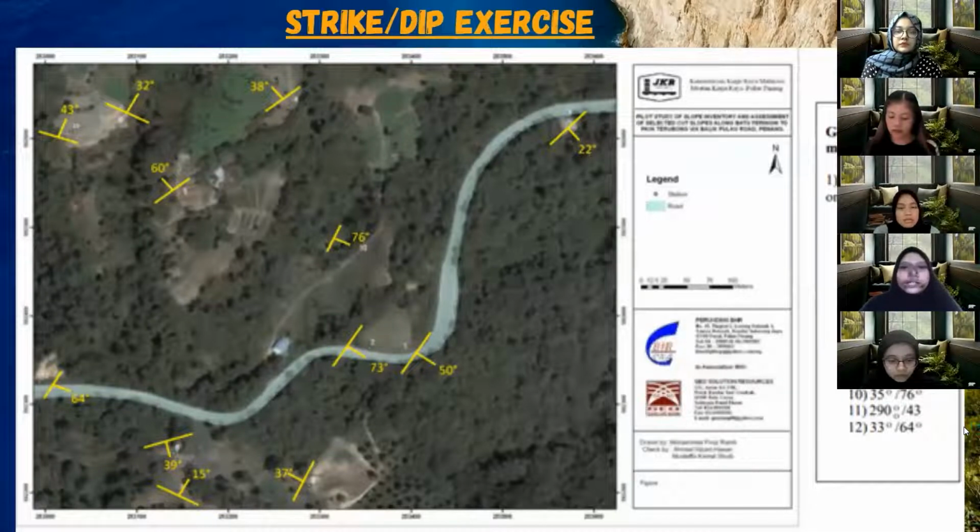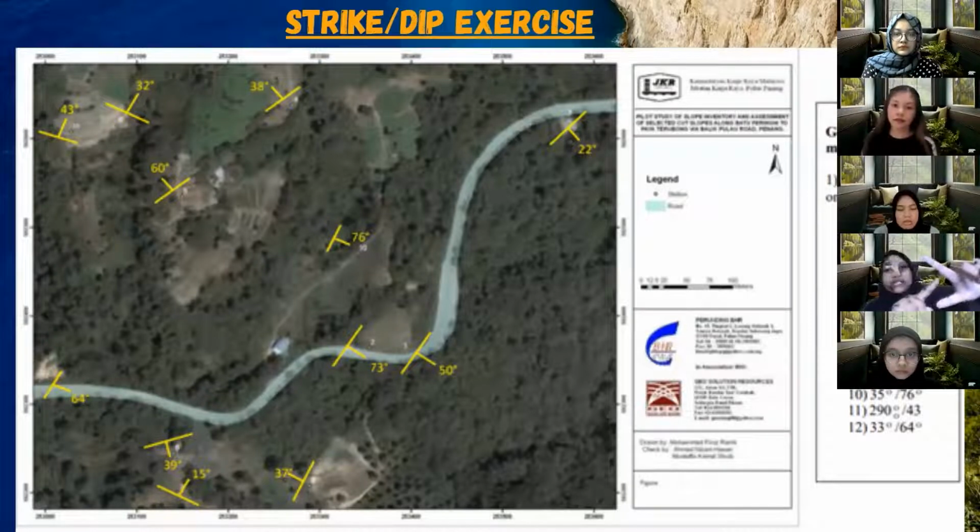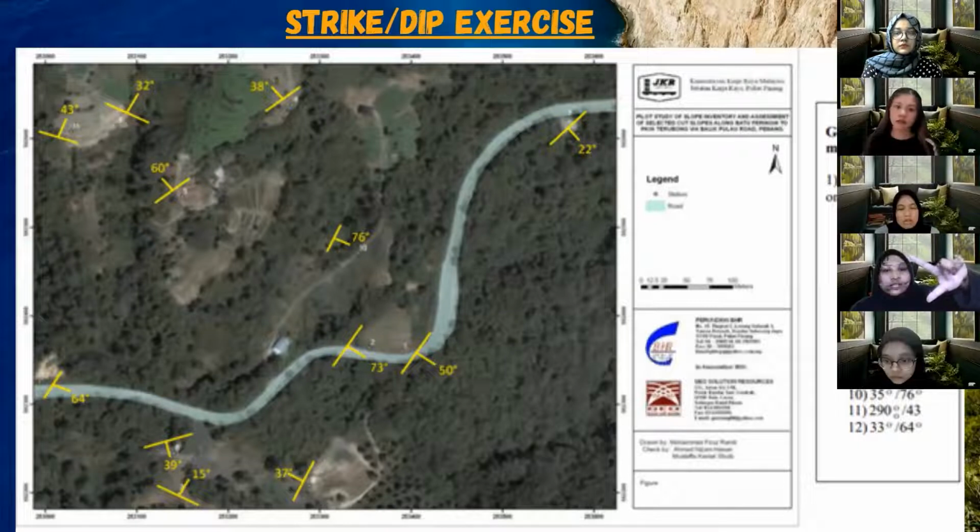And for the strike and dip exercise, the first question is 14 degree strike and 15 degree dip. So we use our left hand rule, and the strike is the index finger at 14 degrees and the dip is 15 degrees. So the dip direction is below. The second question is 45 degree strike and the dip is 73 degrees. So the dip is also directed below.